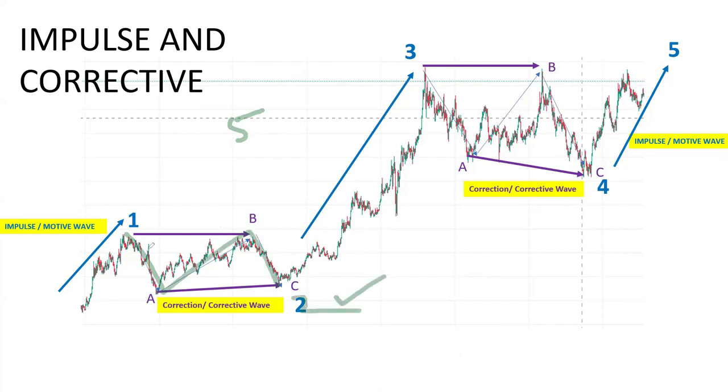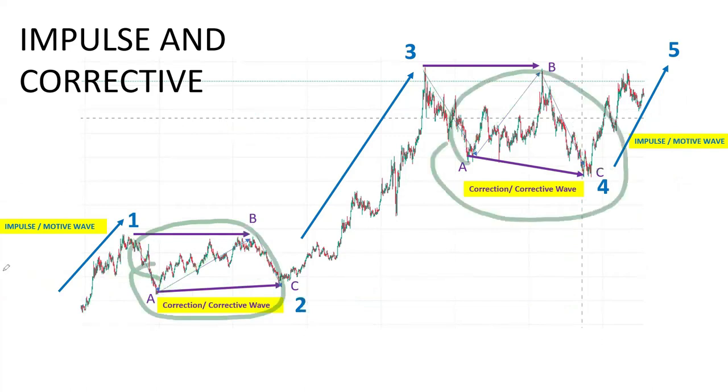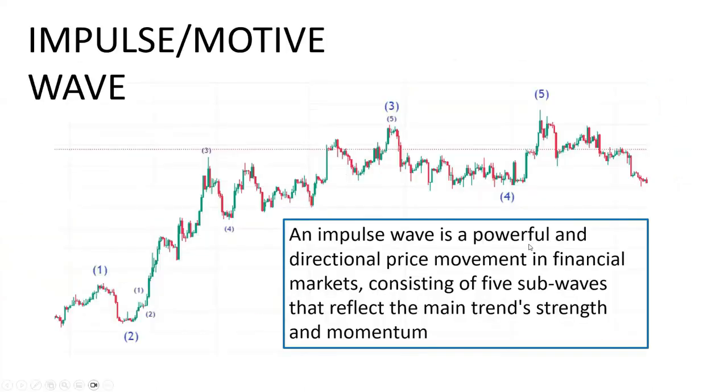In an impulse, waves 1, 3 and 5 are each impulsive waves themselves. So there are 5 movements here, and within these 5, 3 of them, waves 1, 3 and 5, are impulses. This means that there are 3 more impulses inside the larger impulse. Since wave 1 is an impulse, it will also contain 5 smaller waves. The same applies to wave 3 and wave 5, which will also have 5 waves within them.